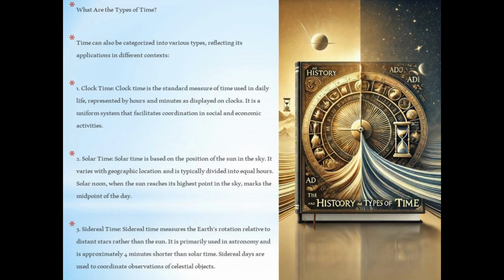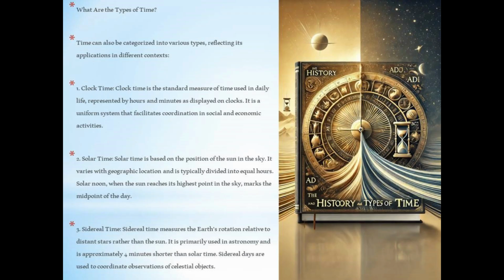Number 2. Solar time. Solar time is based on the position of the sun in the sky. It varies with geographic location and is typically divided into equal hours. Solar noon, when the sun reaches its highest point in the sky, marks the midpoint of the day.